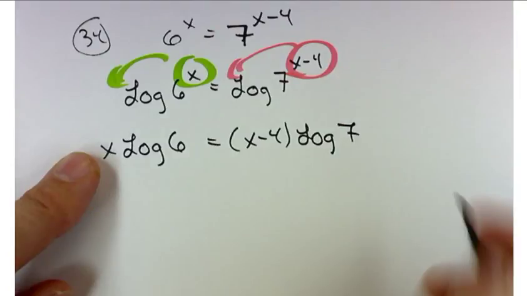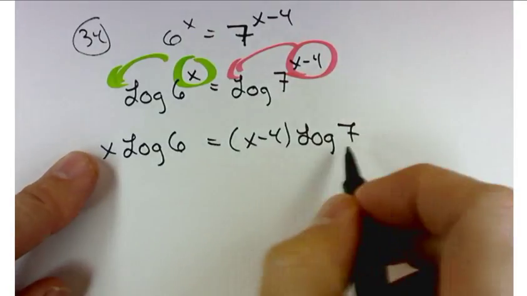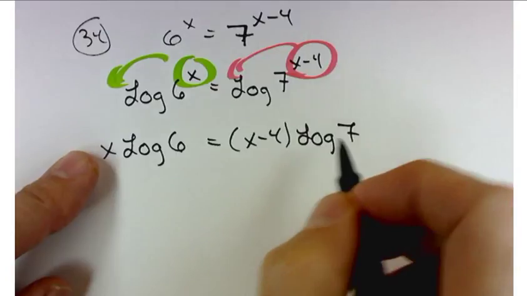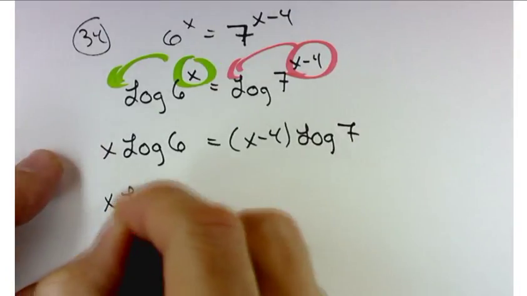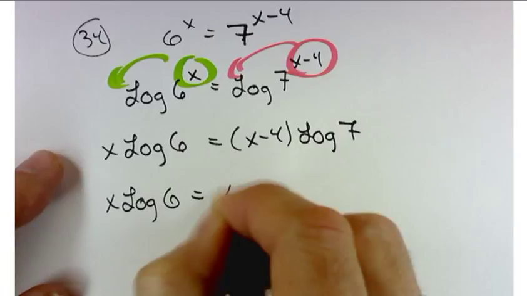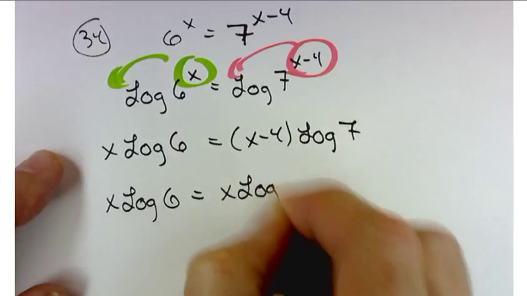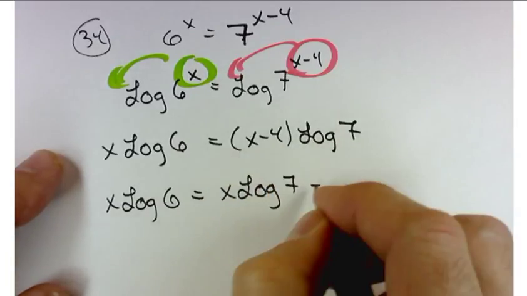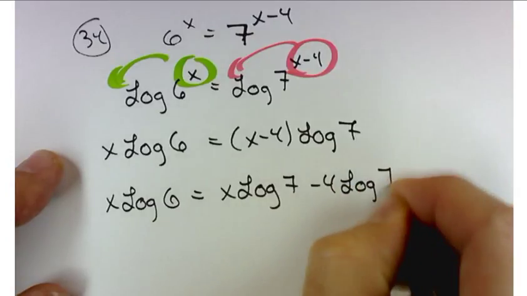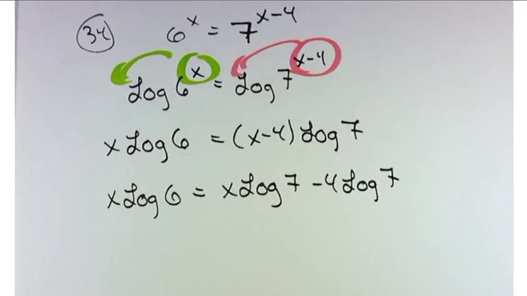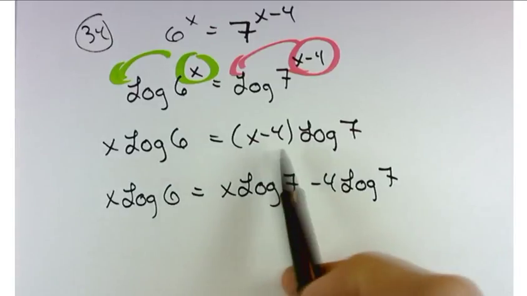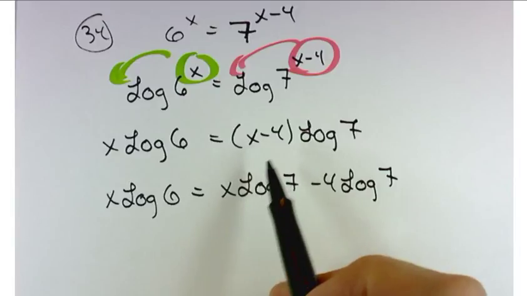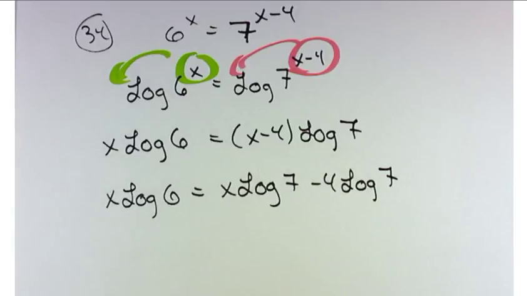The first trick is right here. I need to distribute the log of 7. So it's going to be x log of 6 equals x log of 7 minus 4 times the log of 7. So we distributed. Why did I distribute? Well, I need to be able to move around this term in x. I need to be able to get the x's on one side.